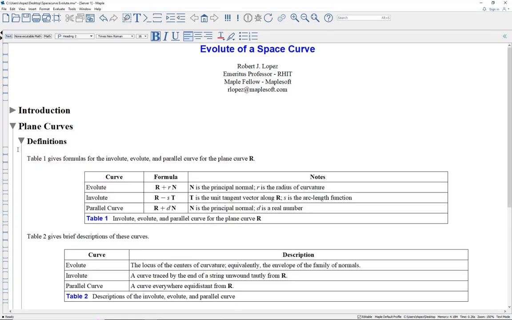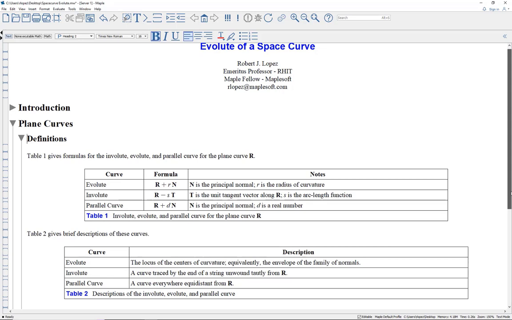We need some definitions to clarify stuff. So in Table 1 we have evolute. Formula for it, r plus rn. N is the principal normal, r is the radius of curvature. Involute: the curve from which the evolute comes is called the involute, and that's given by r minus st, t is a unit tangent, and s is the arc length function. Parallel curves would be r plus dn, d is a real number, and n is the principal normal.